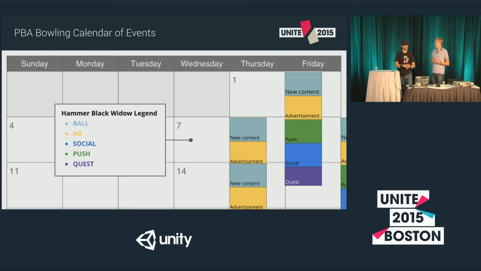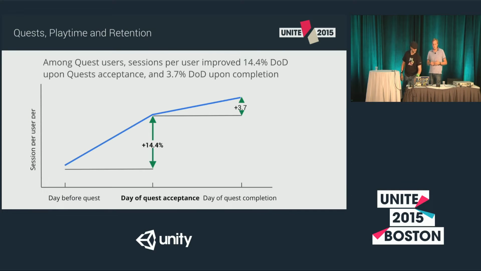For example, on January 7, Concrete added a new bowling ball, the Hammer Black Widow Legend. Along with that, they ran an ad, promoted the content on social platforms, used push notifications, and created a quest to support the new content. The reason they made quests integral to their live operations is because they see a measurable, material impact on player engagement. They found users played close to 15% more sessions, and that impact is also sticky. They observed close to 4% more sessions in the days following the quest completion.